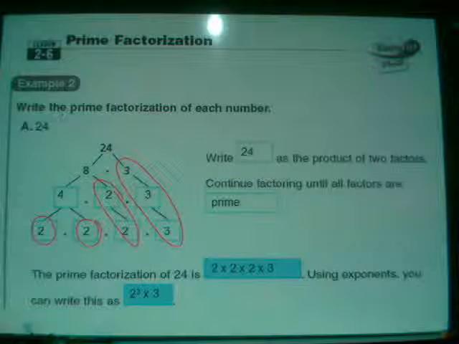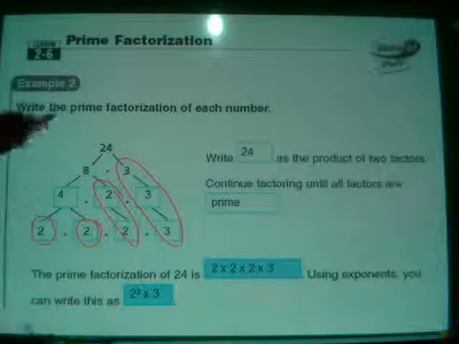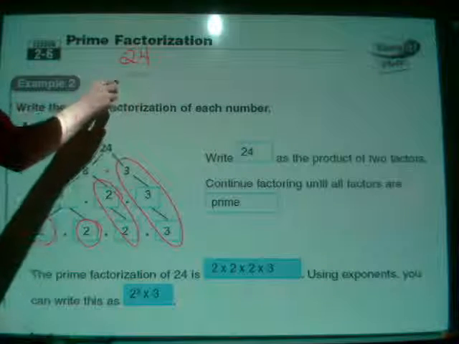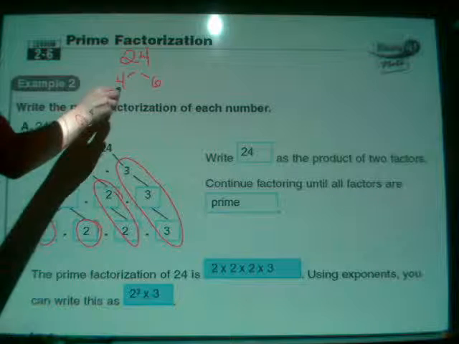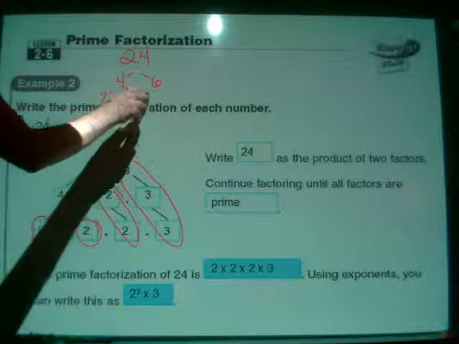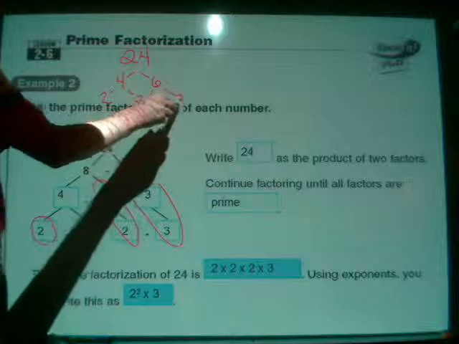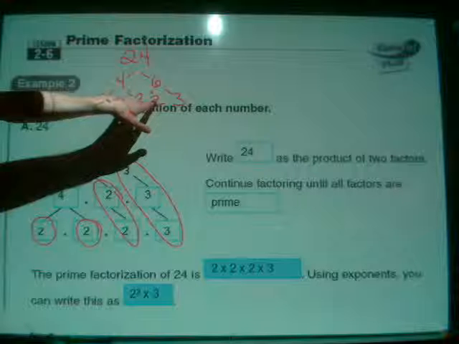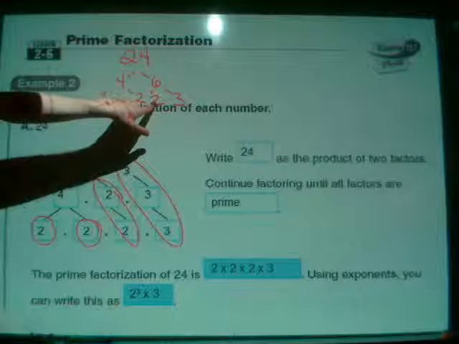All right, now, there are other ways to do this problem. You can break 24 down any way you want. You can break 24 down as 4 and 6. You can break 24 down as 12 and 2. Those are all working possibilities here. Let's quickly go through those. Here's 24 as 4 and 6. 4 gets broken down as 2 and 2. 6 gets broken down as 2 and 3. And notice that the answer that's written here is the exact same as the answer that's written right here.